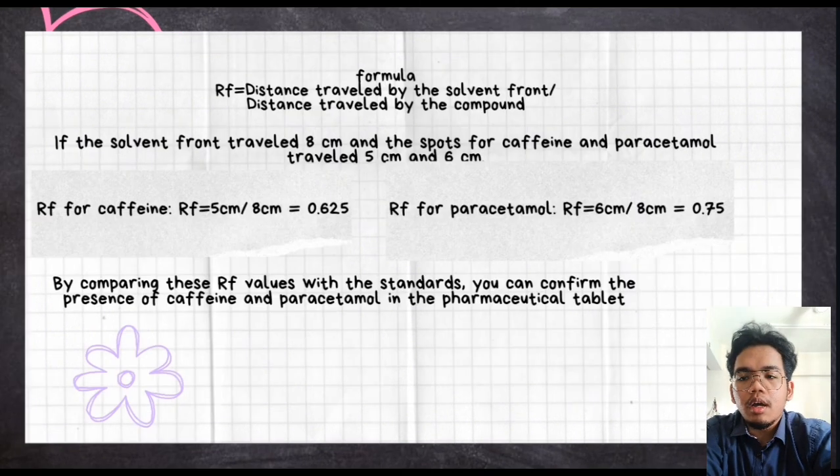The formula for Rf is equal to the distance traveled by the compound over the distance traveled by the solvent front. For example, if the solvent front travels 8 cm and the spots for caffeine and paracetamol travel 5 and 6 cm, the Rf for caffeine is equal to 0.625 and the Rf for paracetamol is equal to 0.75.